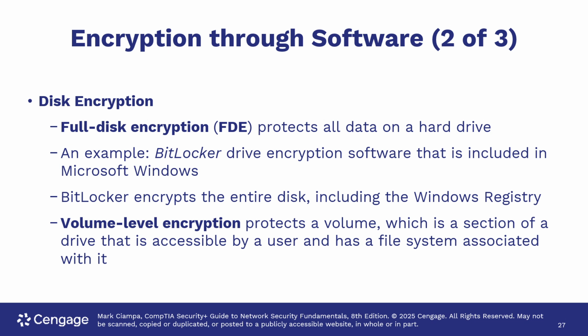Full disk encryption protects all the data on a hard drive. An example is BitLocker drive encryption software. It's included with Microsoft Windows. BitLocker encrypts the entire disk, including the Windows registry. So if somebody were to break into the computer, they wouldn't be able to make any sense out of it. It'd be all gibberish. You have volume-level encryption, protecting a volume, which is technically a section of a drive that's accessed by a user and has a file system associated with it.